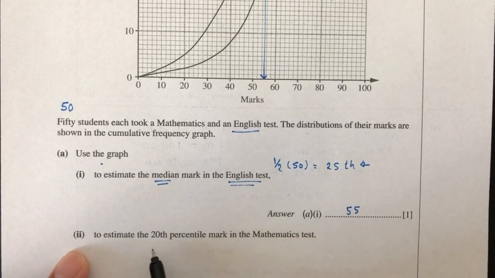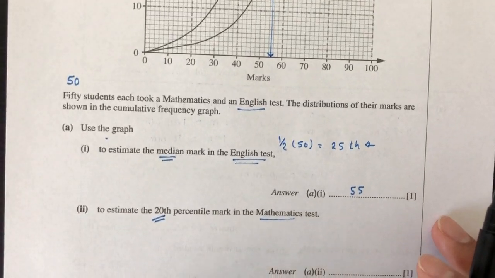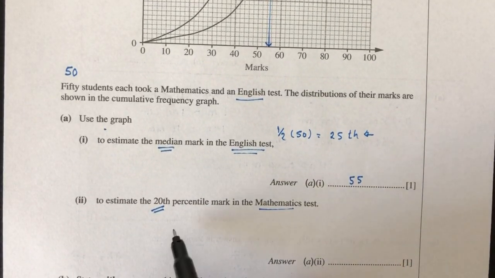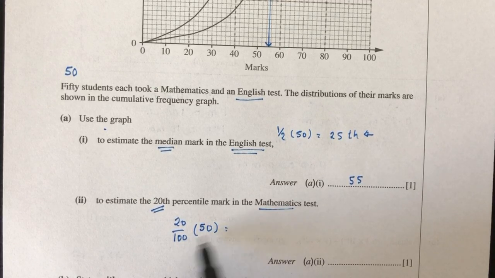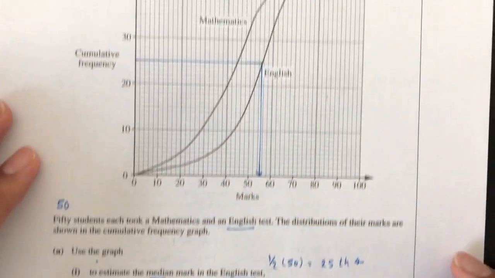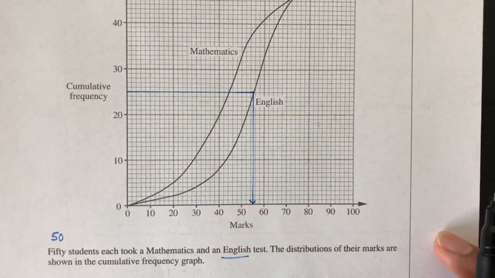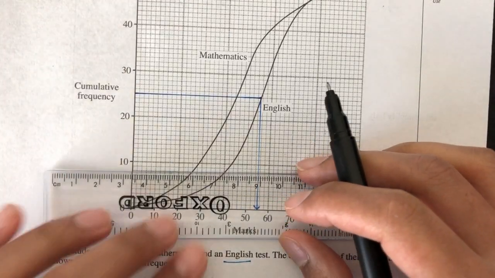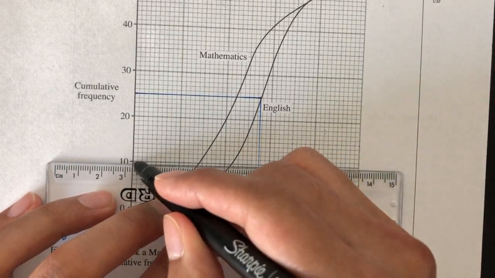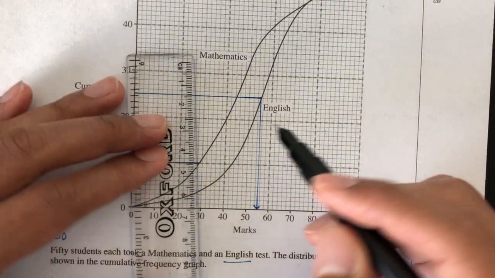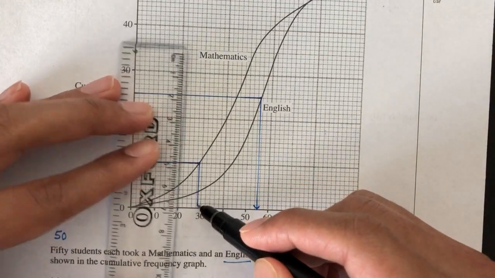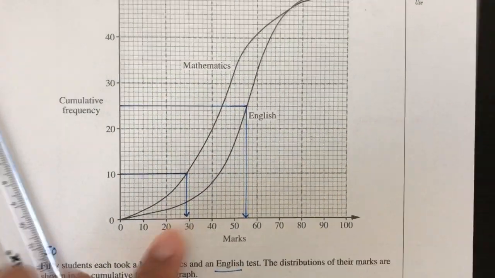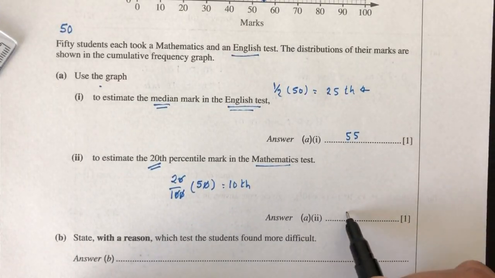Now part 2, estimate the 20th percentile of the mark in the math test. So the 20th percentile is just like 20%. So 20% of the number of people will be the 10th element. So let's go to the 10th element. It is here. Now for the math test, we have to see where it cuts the math graph or the curve. So here you go. And right here. So this will be 29.